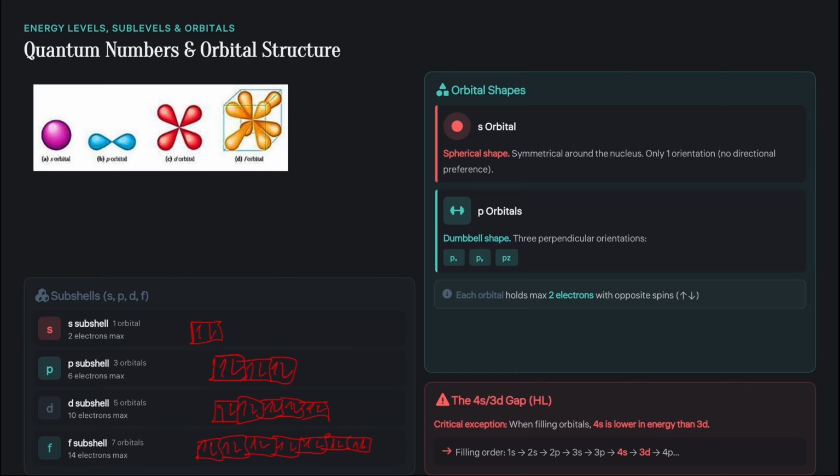Now, you guys also need to know the shape of these orbitals. As you can see here, the s orbital is spherical, and the p orbitals are dumbbell shaped. It's just how you would describe it, essentially. And there are 3 perpendicular orientations, because if you fit this onto an axis, and we draw all 3 axes.